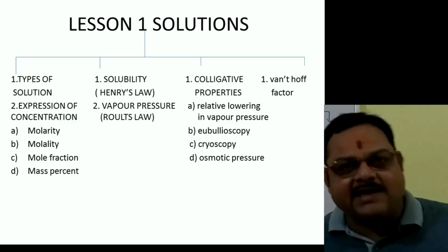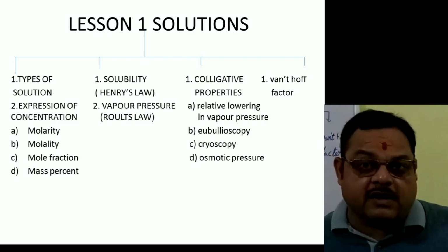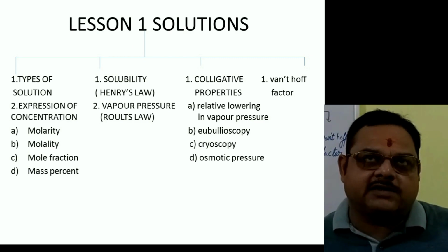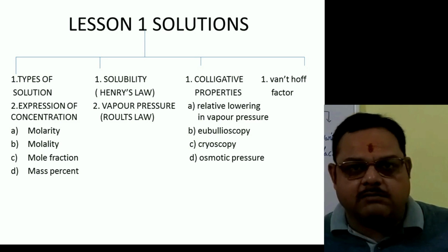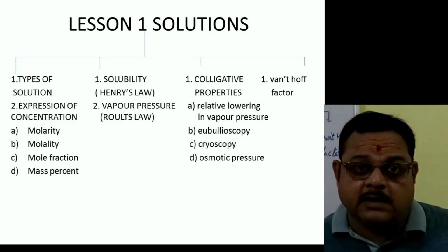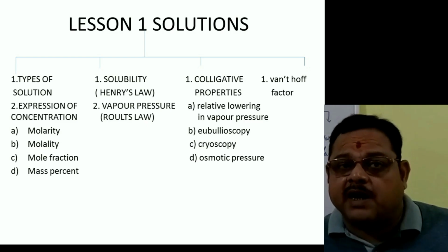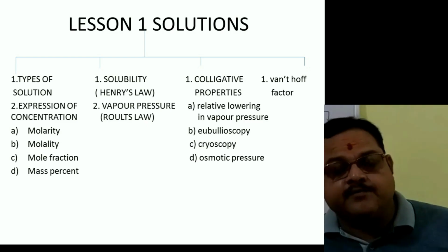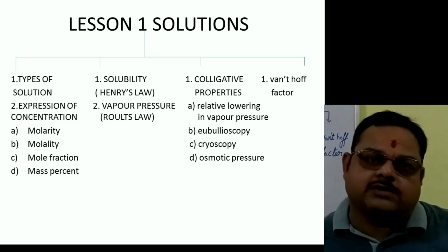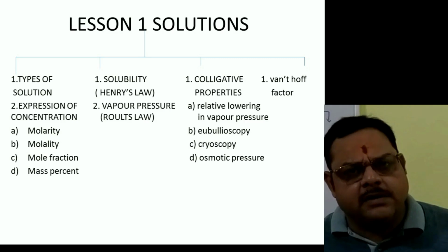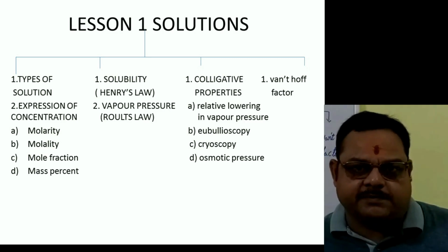Now, as soon as the word solution comes, the first thing that comes into our mind is something liquid which contains something solid dissolved in it. Now that is not all. And that is what the first part, classification, refers to. Types of solution. Now a solution must not always be a liquid. This we will discuss later.